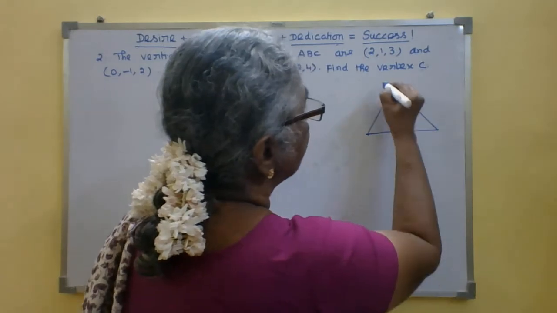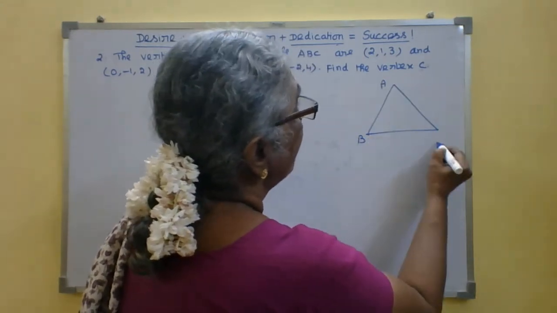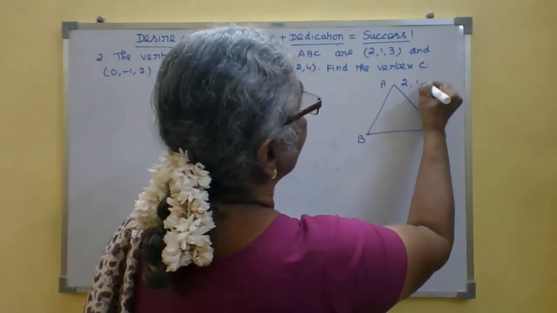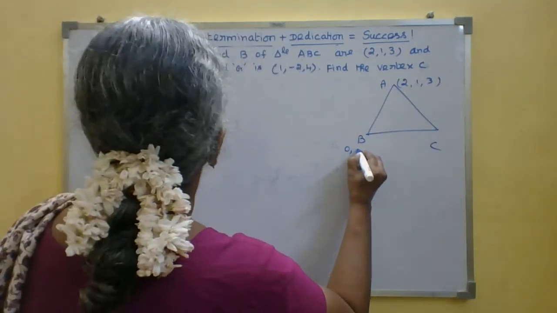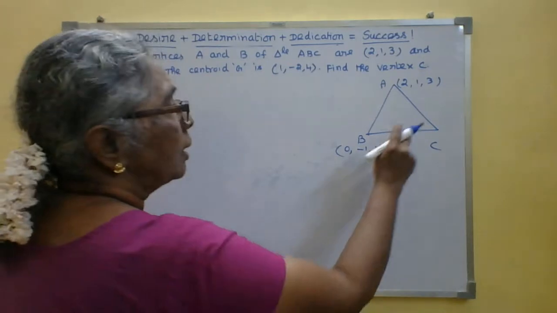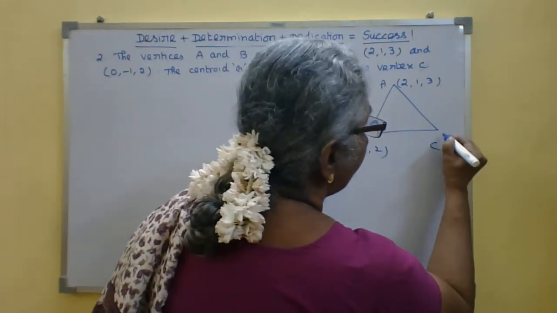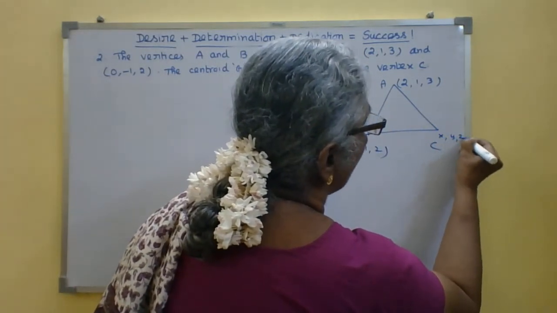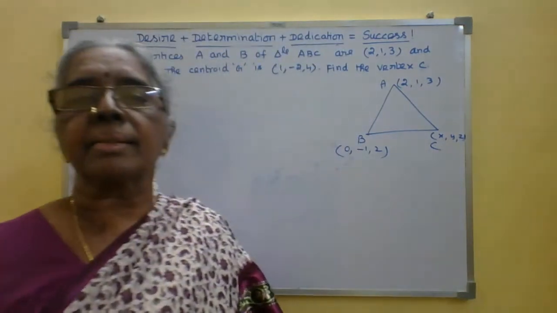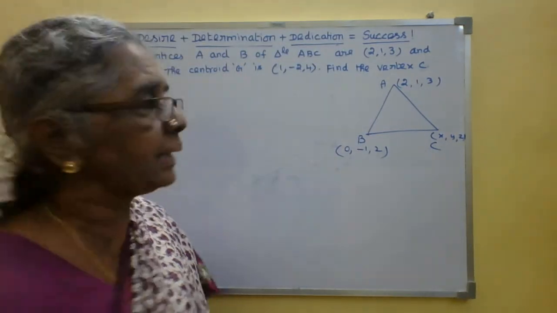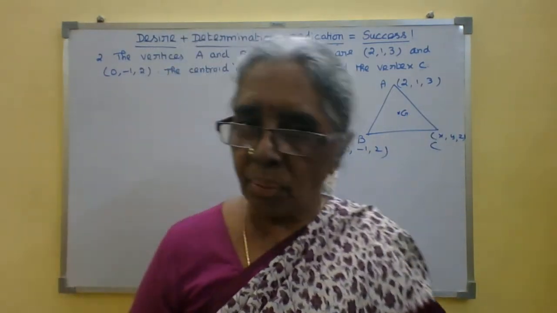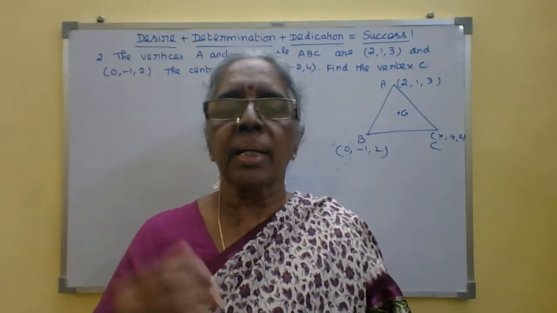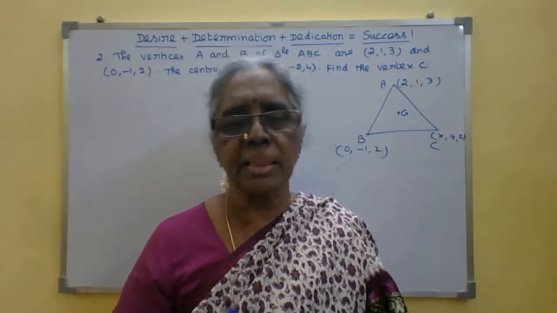So this is A, this is B, this is C. This A is given to be 2, 1, 3. B is given to be 0, minus 1, 2. We don't know C. We can take it as some x, y, z, right? I have taken the C as some x, y, z. You know G is the centroid. What is the centroid? Centroid is the point of concurrence of the medians of the triangle.